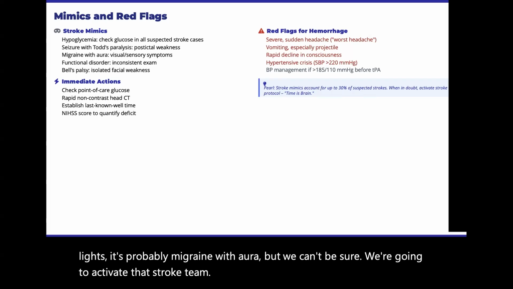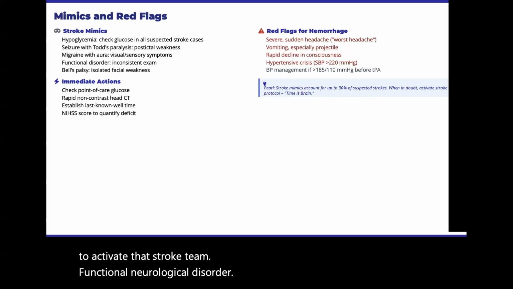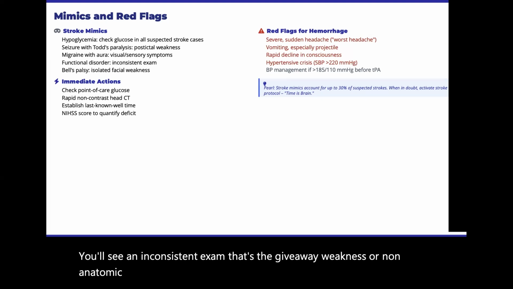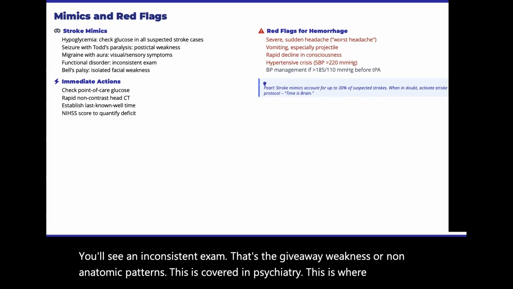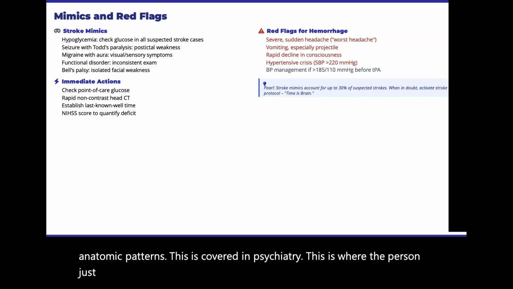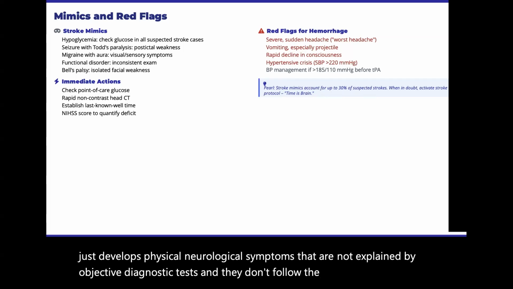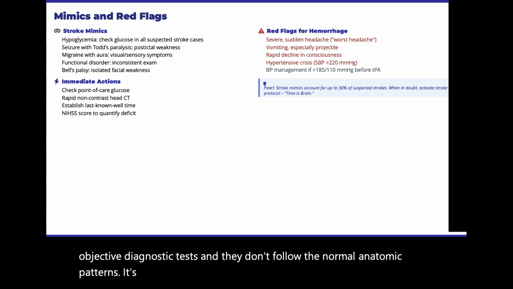Functional neurological disorder: you'll see an inconsistent exam. That's the giveaway. Weakness or non-anatomic patterns. This is covered in psychiatry. This is where the person develops neurological symptoms that are not explained by objective diagnostic tests, and they don't follow the normal anatomic patterns. It's a psychogenic condition, but if they put on a good show, you can think they're having a stroke.